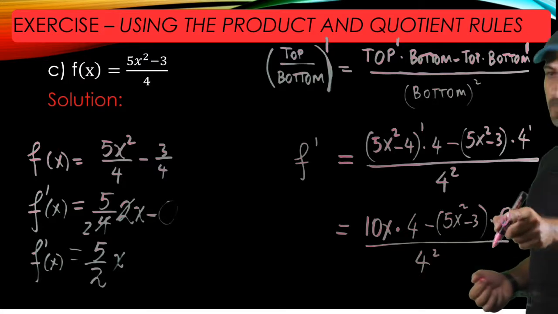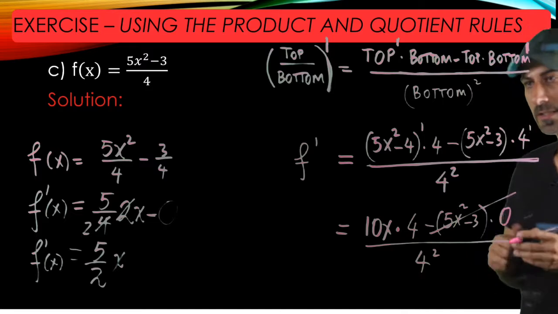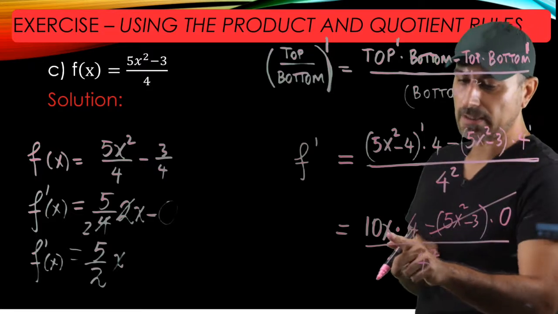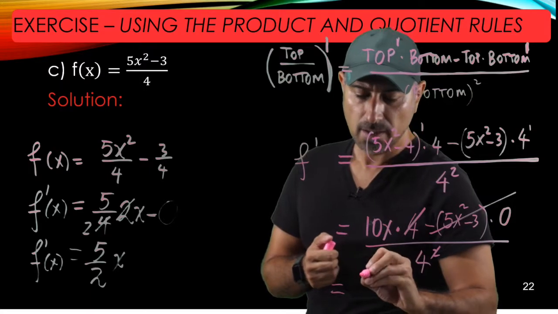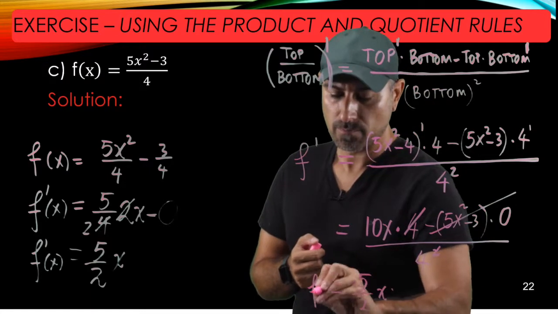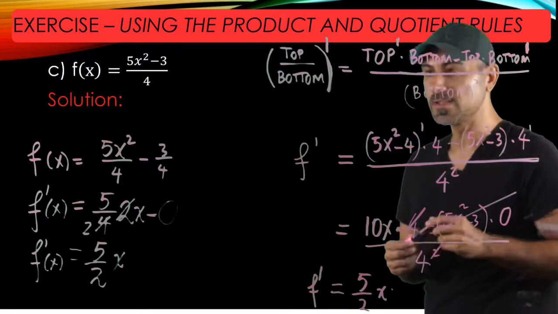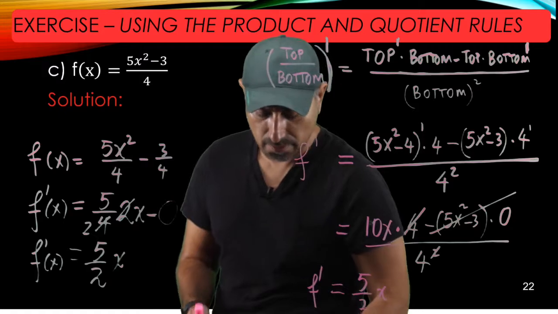Well, as you can see from here, this term is in fact 0 because you're multiplying by 0. So essentially you have 10x times 4 divided by 4 squared, which is in fact 5/2 x. And this is the derivative of f. All right, so let's start part D.